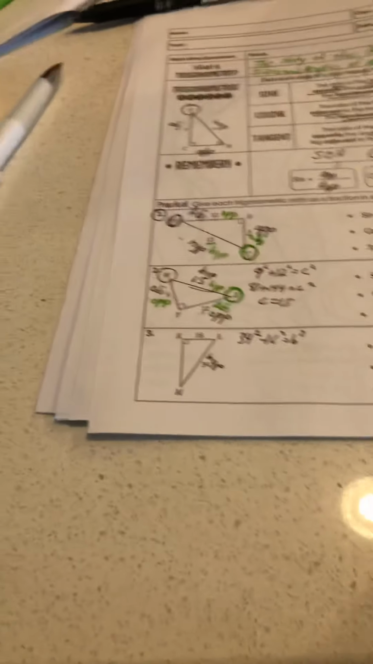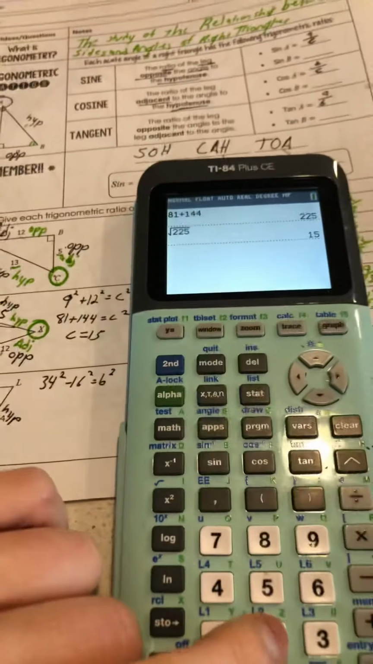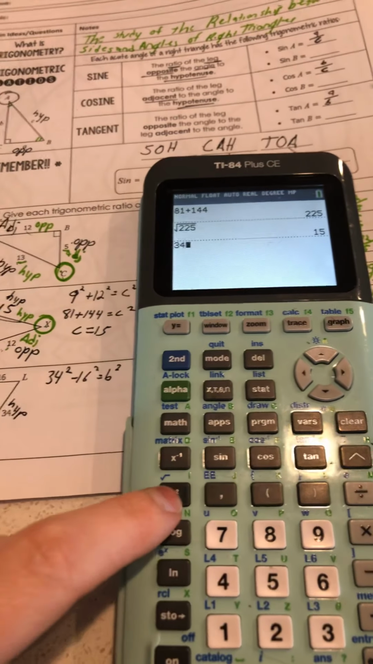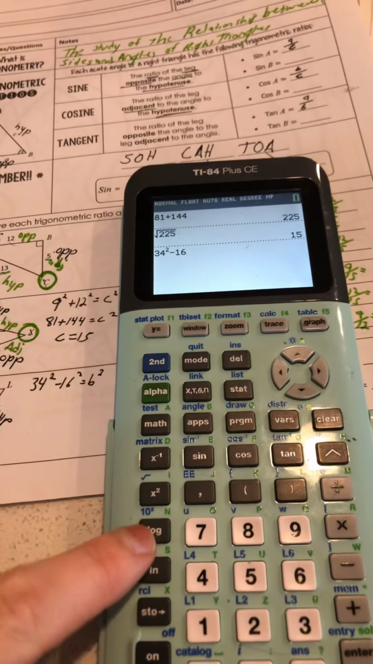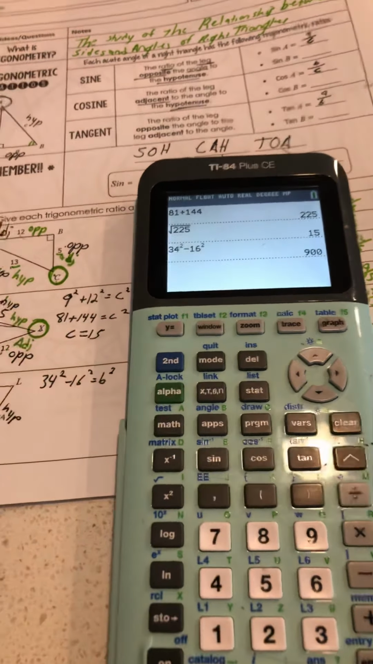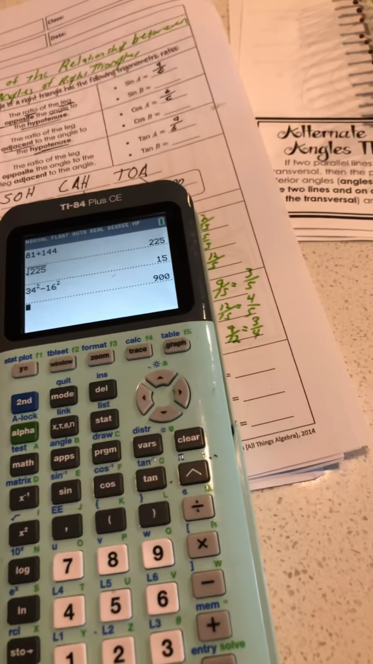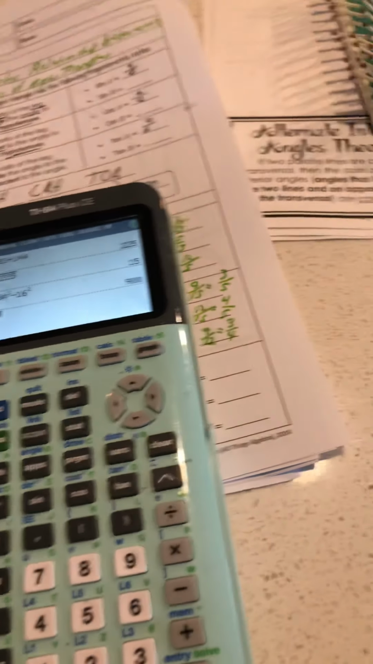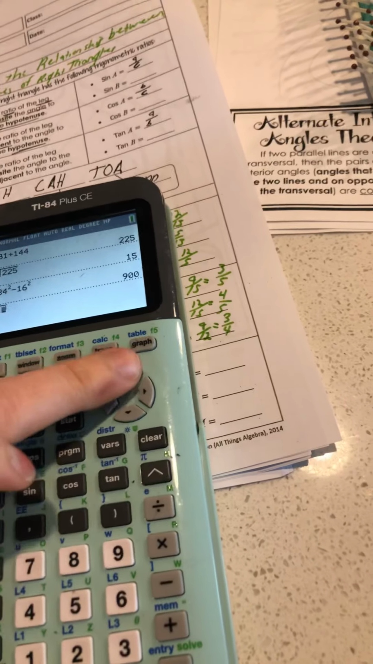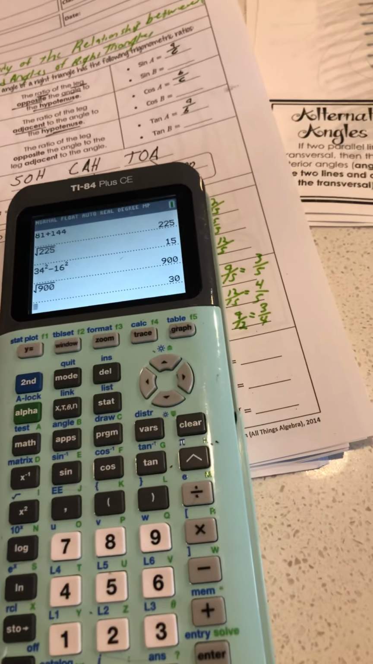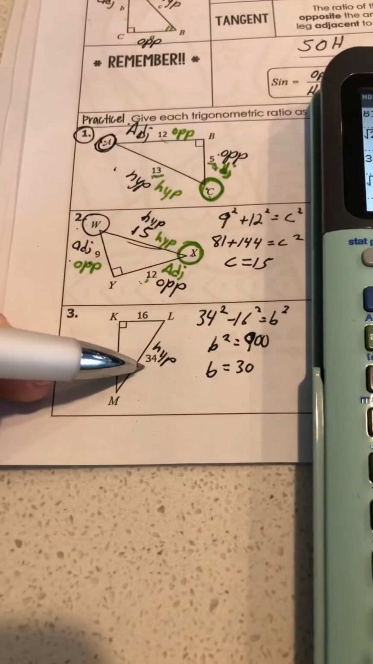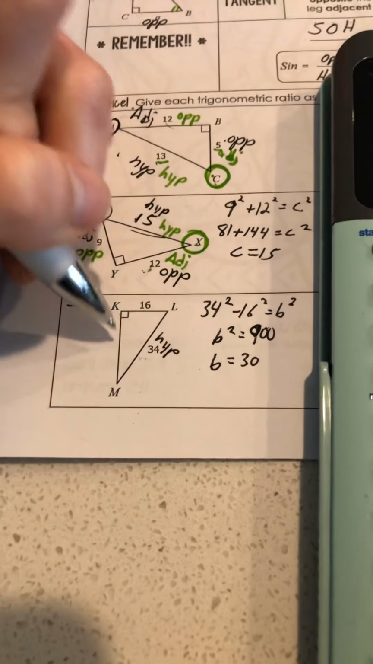I'm going to type this in the calculator because I know we're going to have some big numbers here. 34 squared minus 16 squared. Okay, so we've got our b squared equals 900. We'll take the square root of that to get our side length to be just 30. And that makes sense because our hypotenuse is 34. This one's smaller.